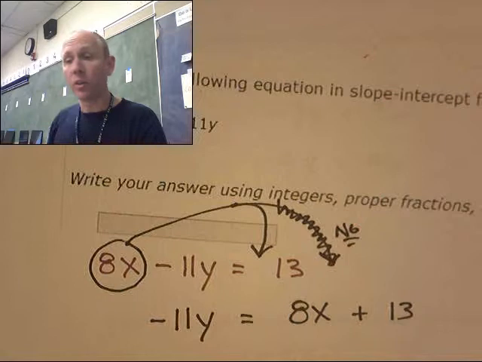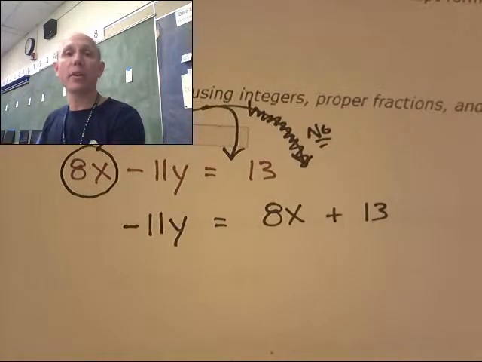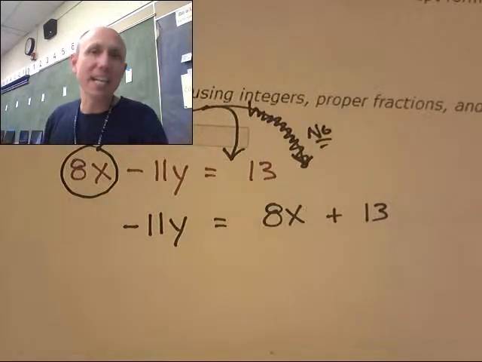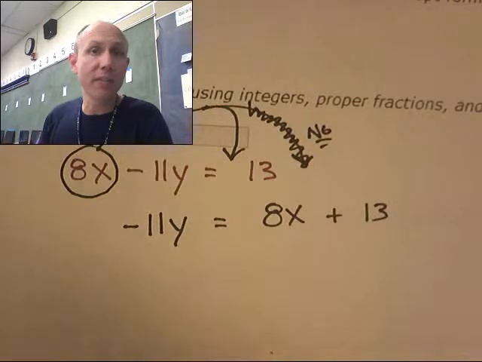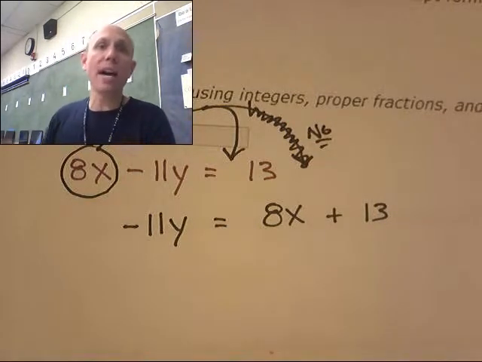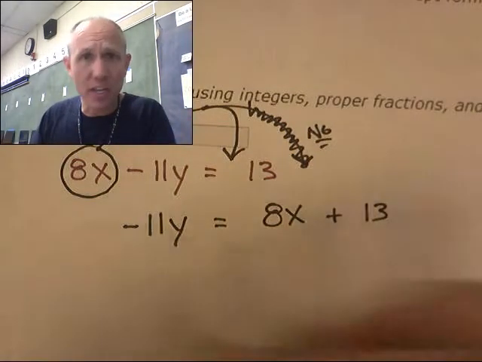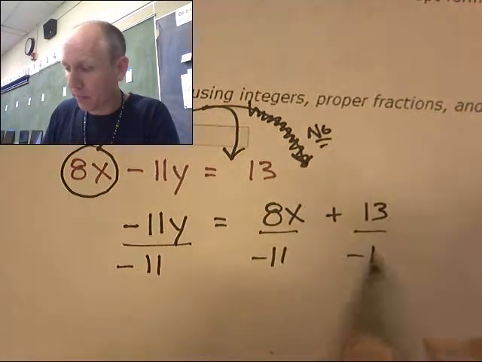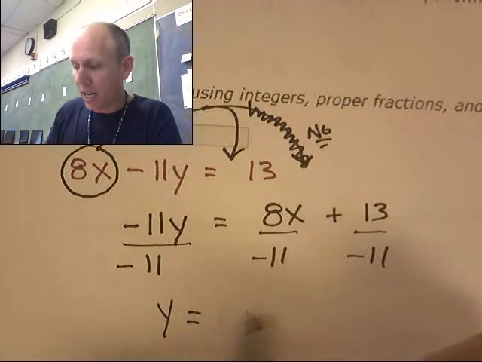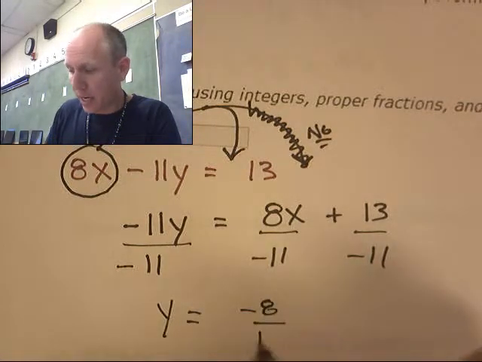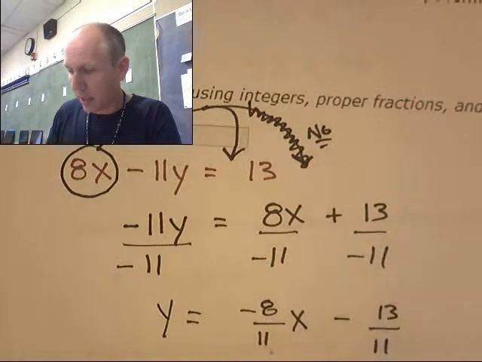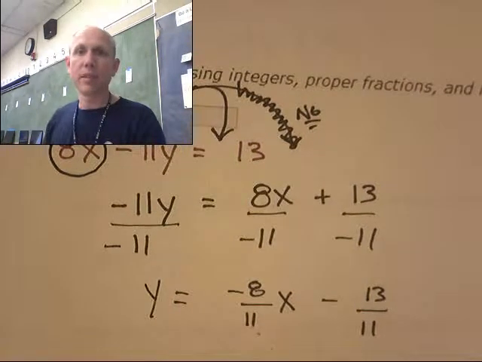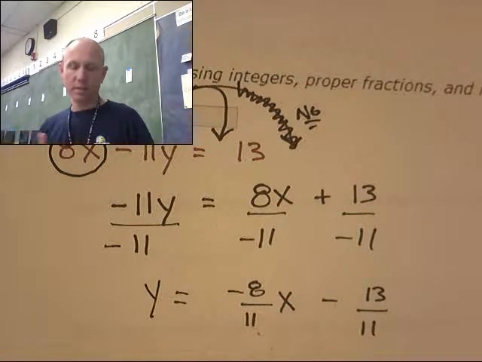And y is almost by itself, but who's bugging that y? Negative 11 is bugging the y. What's the negative 11 doing? It's trying to multiply the y. How do I fight multiplication? With division. I'm going to divide everything through by negative 11. That leaves me with y equals negative 8/11 x minus 13/11. And that is that.